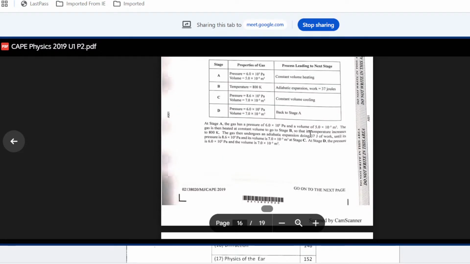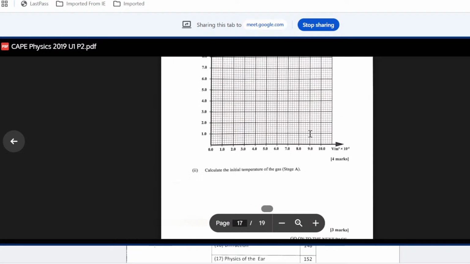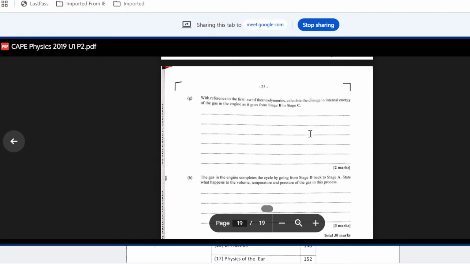They gave you a value for work on for that, which is 37. So where is it? Alright, so the change in internal energy here is just 37 joules.